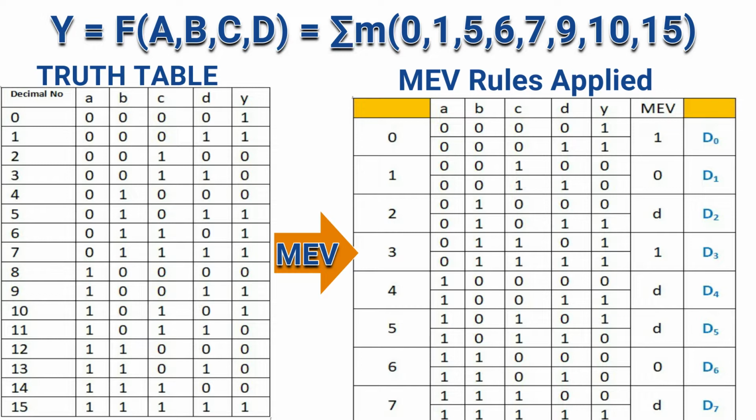So for D0 the input value is 1, for D1 the input value is 0, D2 the input value is D, D3 the input value is 1, for D4 the input value is again D, D5 again the input value is D, for D6 the input value is 0, and for D7 the input value is again D. So here you can see the truth table after applying the map entered variable rules.